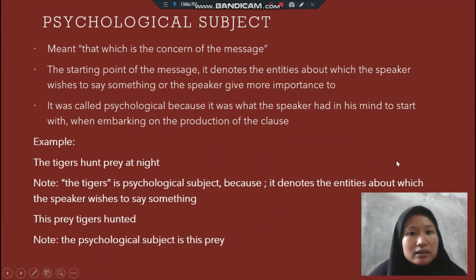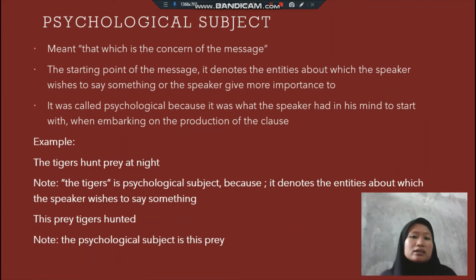Next is psychological subject. Psychological subject means that which is the concern of the message. The psychological subject is the starting point of the message. It denotes the entity about which the speaker wishes to say something or the speaker gives more importance to in a sentence. It was called psychological because it was what the speaker had in mind to start with in a sentence when embarking on the production of the clause.